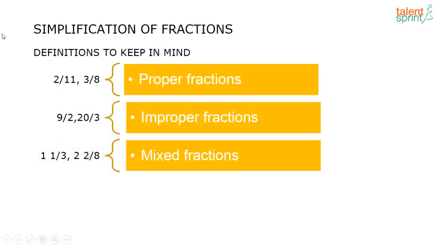Now the next important operation that you should know is how to convert a mixed fraction into an improper fraction. For example, if you have a fraction like 1 by 3. See, this is the integer part and this is the proper fraction part.